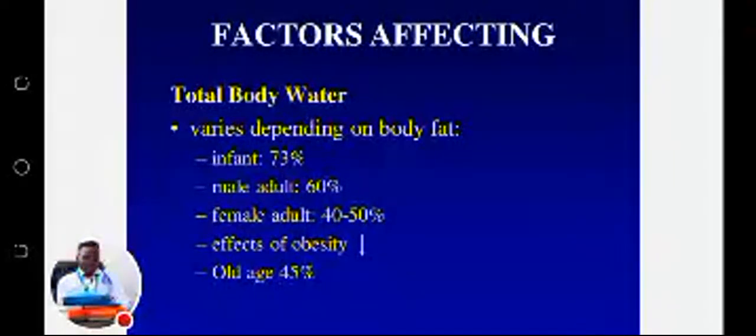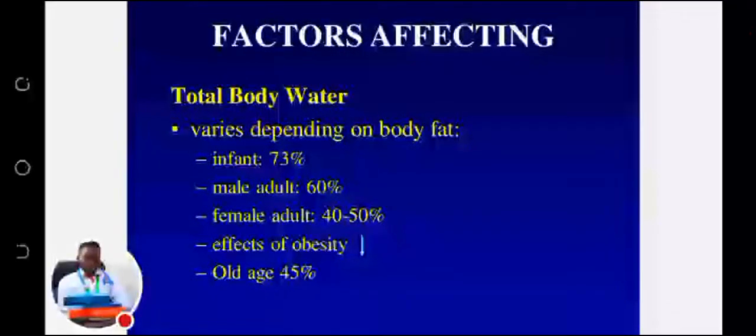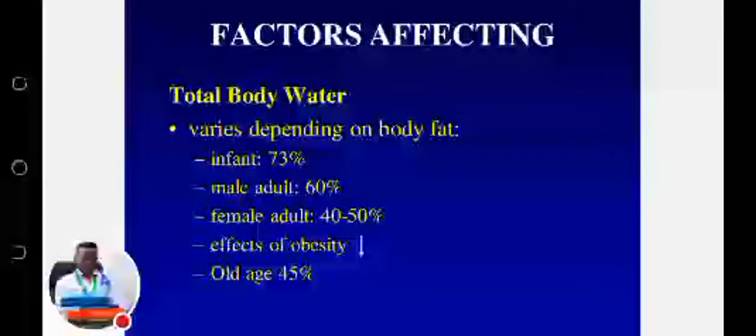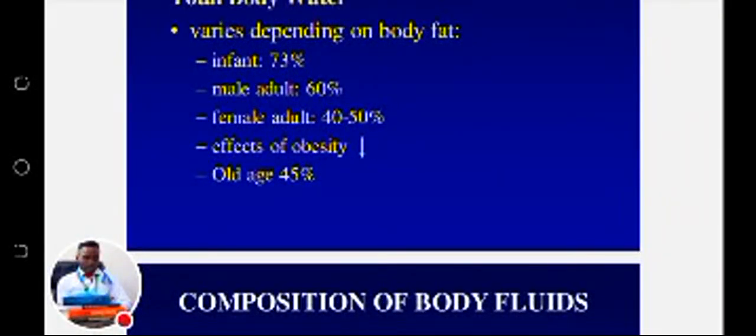So in here we have infants. Infants tend to have about 73% of the total body water. Then in male adults, it's about 60%. Female adults, it's about 40 to 50% of the total body water, because the body has got fats in it. Then in old age also, the body fluid goes down to 45%.